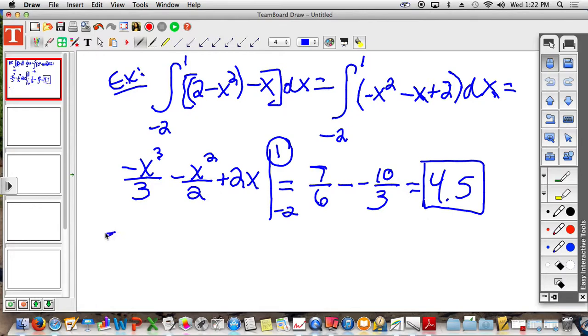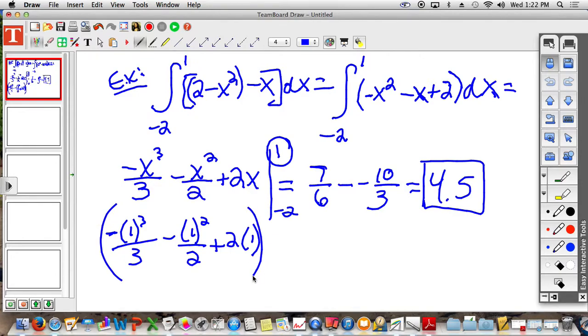So you have -1 to the third power over 3 minus 1 squared over 2 plus 2 times 1. That's what you're doing, is you're just replacing all the x's with a 1, getting an answer. You do all the math here, you're going to end up with 7/6. So you evaluate this, and then you subtract from it the value of that same integral at -2.